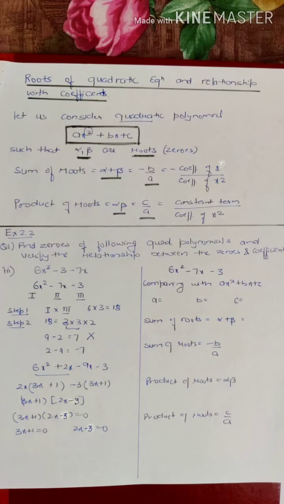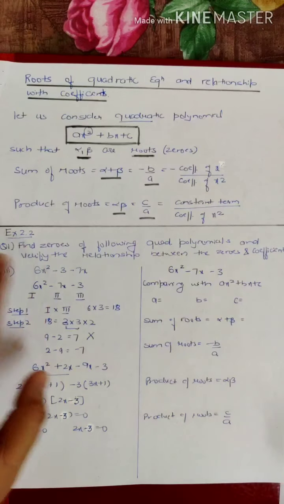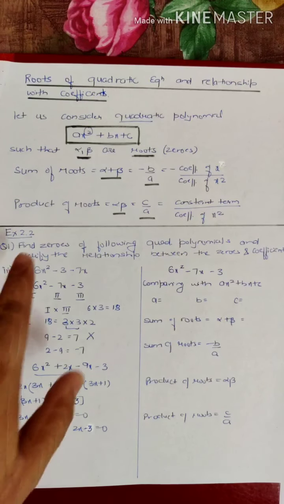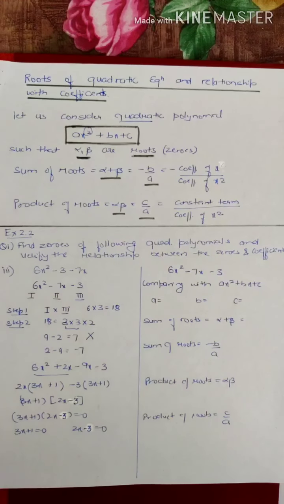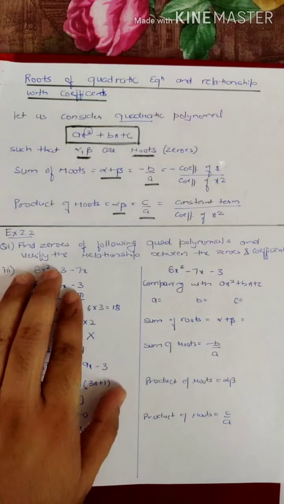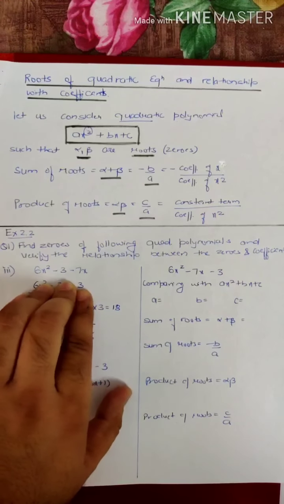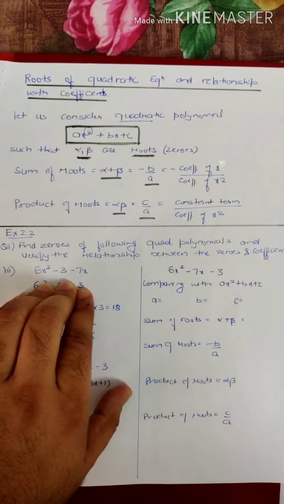Now we'll resume with our exercise 2.2 and start the discussion with question number 1, and we'll discuss a few of the difficult problems in question number 1. The rest will be your assignment. Now we'll start with question number 1. The statement is, find zeros of the following quadratic polynomials and verify the relationship between the zeros and the coefficients. The third part, the question is 6x square minus 3 minus 7x.